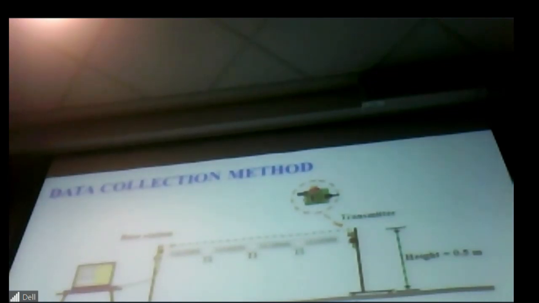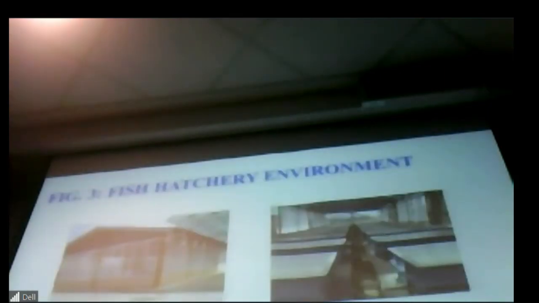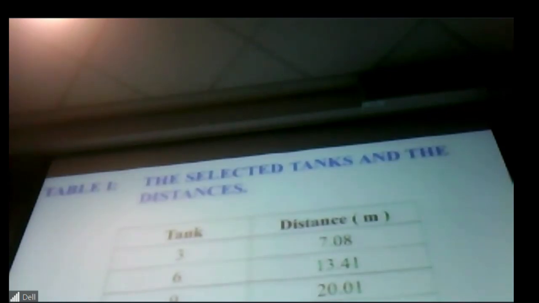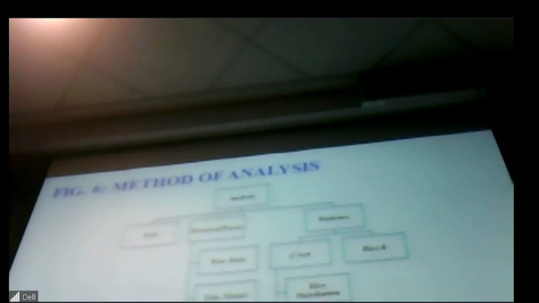This is the scenario actually. How do we conduct a propagation study? We only use two nodes. We put them somewhere, then we measure. This is the fish hatchery environment. We have around 50 tanks. They are arranged nicely. This is just the distance.